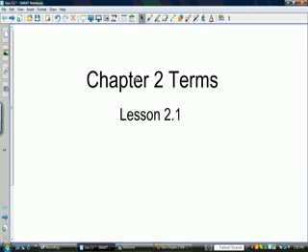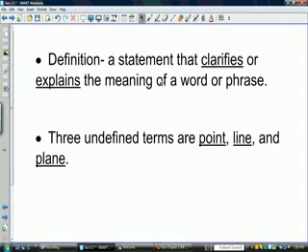This is Chapter 2, first chapter of the year, Lesson 2.1. The first thing we're going to look at is what a definition is. A definition is a statement that clarifies or explains the meaning of a word or phrase.